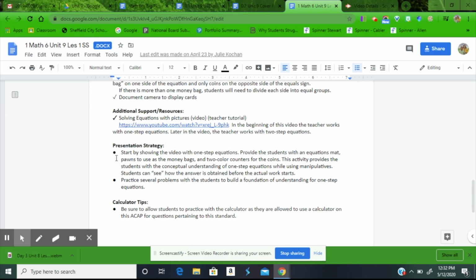So here's what we're going to focus on today in training. We're going to start by showing the video with one-step equations. We're going to provide students with an equations mat, pawns to use for money bags, and 2 color counters for the coins. This activity provides the students with a conceptual understanding of one-step equations while using manipulatives. Students can see how the answer is obtained before the actual work starts. Practice several problems with the students to build a foundation of understanding one-step equations.